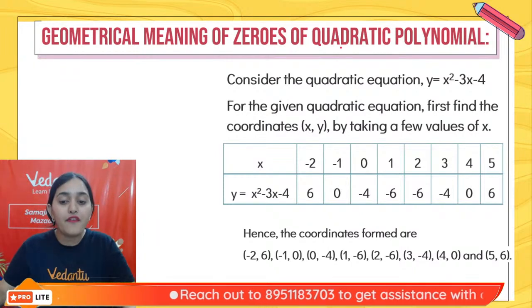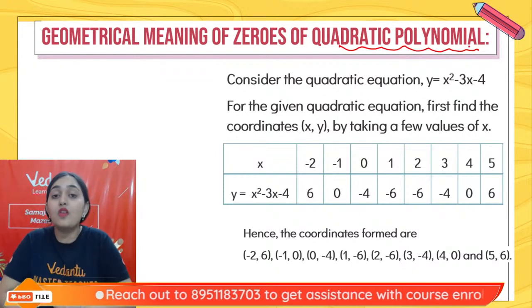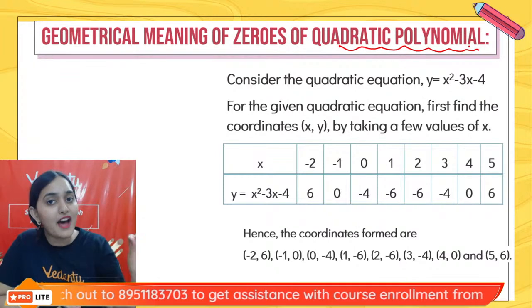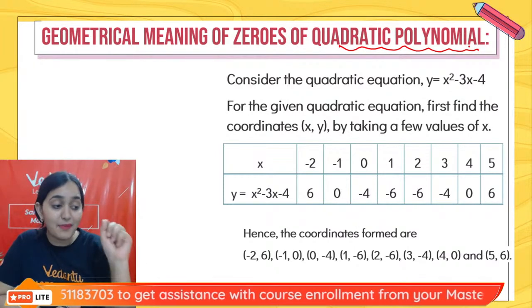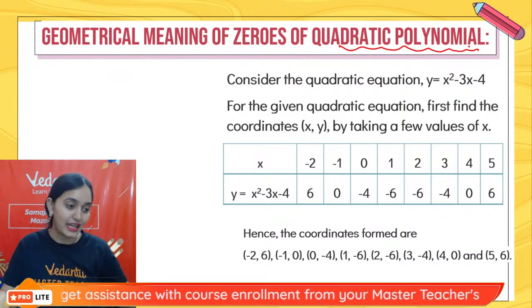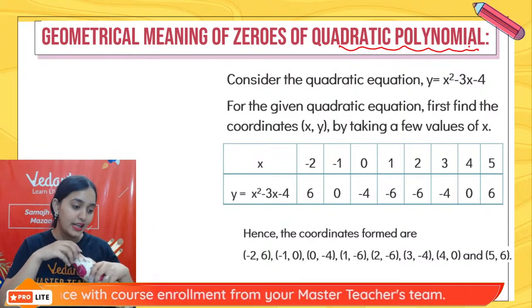Now next is zero of a quadratic polynomial. Now who is going to tell me what type of graph we are going to get? Which type of graph we are going to get? Anybody can tell me?